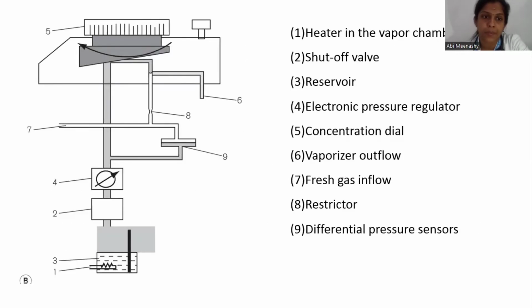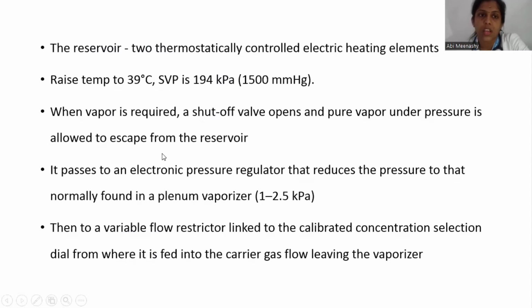So what will happen when you open the concentration dial? 5 is your concentration dial. You will open it. 2 is your shut-off valve. The shut-off valve will get opened, and from your reservoir, this desflurane will go like this. It passes through an electronic pressure regulator that reduces the pressure to that normally found in a plenum vaporizer. It will reduce the pressure according to your fresh gas flow pressure.